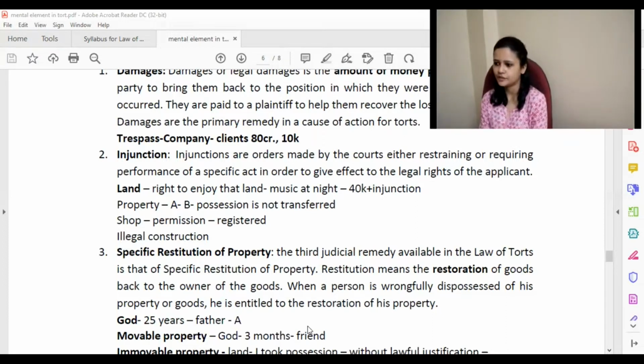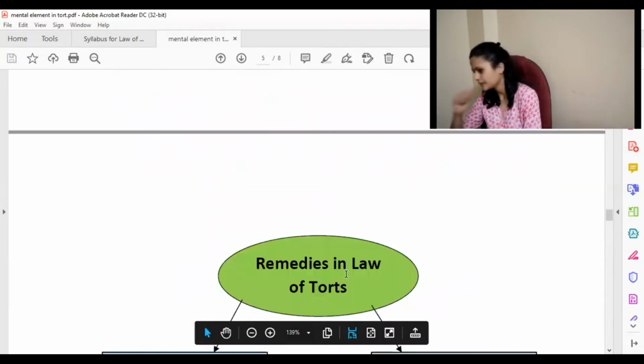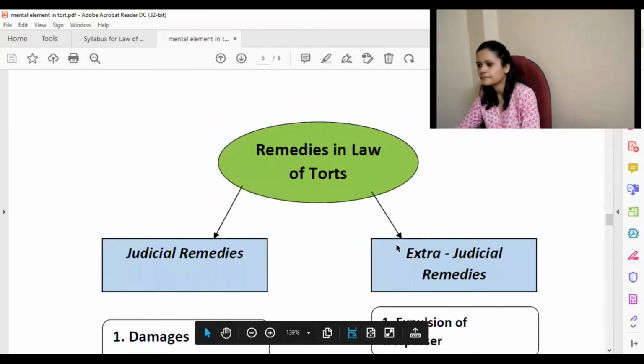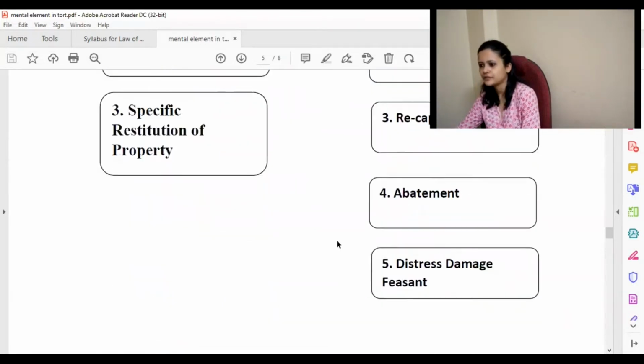After that we will see injunction orders being passed. And then in certain cases, persons can ask for restitution of their property as well, whether movable or immovable. Okay. So you can note down these points as well, and you can go through them once, what all judicial as well as extrajudicial remedies we have available with us.